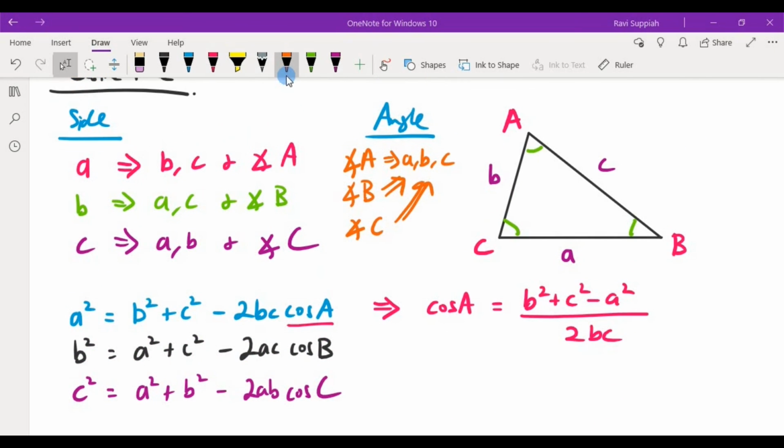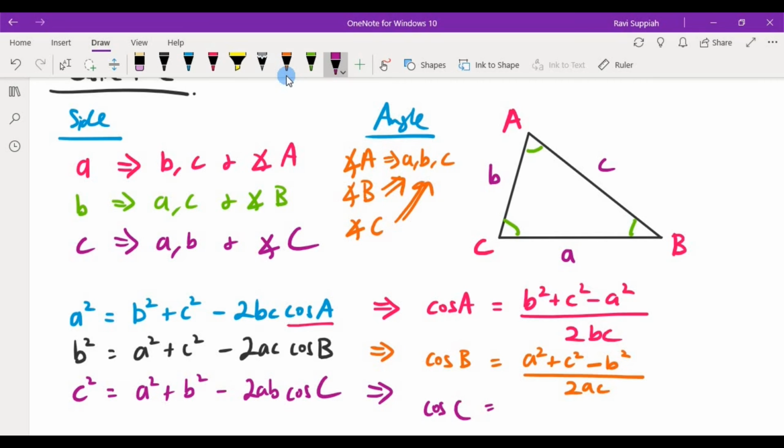The same thing can now be extended to cosine B. For cosine B, what you will have is A square plus C square minus B square, divided by 2AC. And finally for cosine C, what you have is A square plus B square minus C square, divided by 2AB.